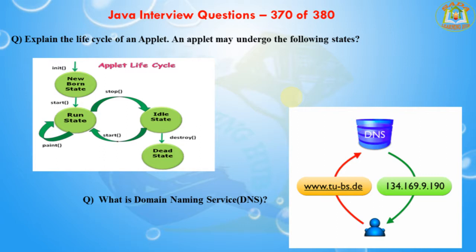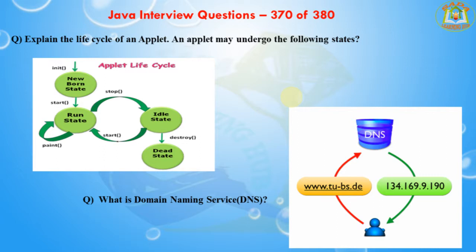The next state is start. It begins the execution of an applet. The next state is stop. It stops the execution of an applet. The next state is destroy. It performs a final cleanup before unloading an applet. These are the four states available in applets.